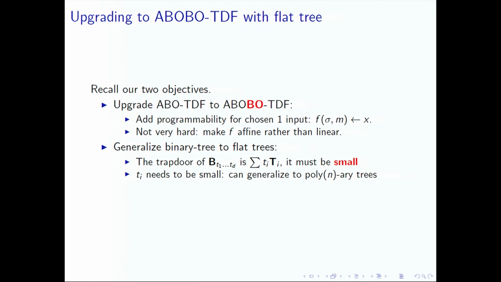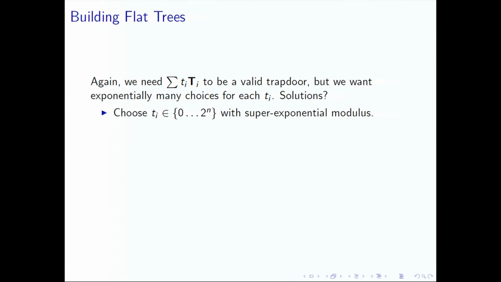And for that, we need the coefficients to be small. So of course, we can generalize binary coefficient to, say, poly n array large coefficient, which give poly n array trees, but that's still not flat enough. We need much flatter tree to make the construction more efficient. So what is our solution here?